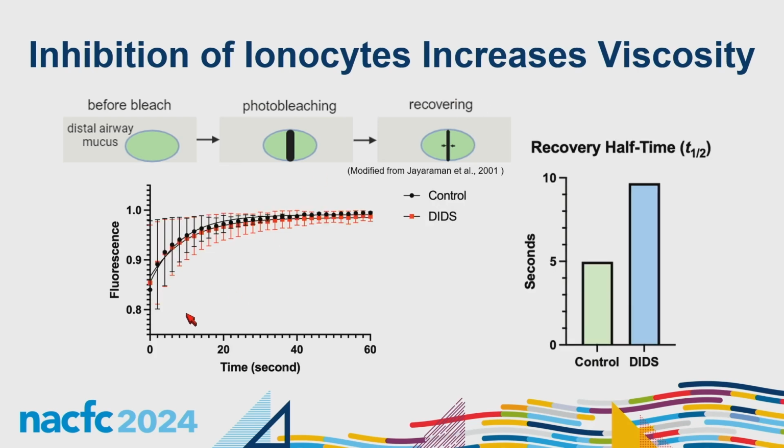This graph is fluorescence over time. We can see the recovery after photobleaching between the two conditions. And again, this is very preliminary data, but it's showing that when we do block ionocytes, the recovery half-time from that photobleaching is twice as much as the control, meaning that some property of this mucin is abnormal, causing it to be more viscous than in control conditions.